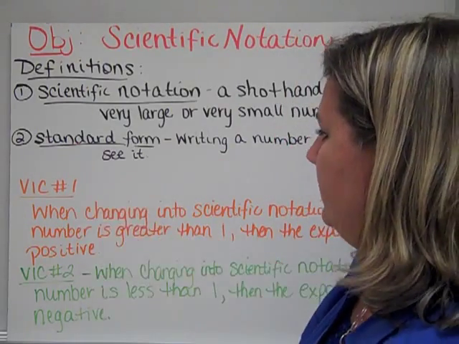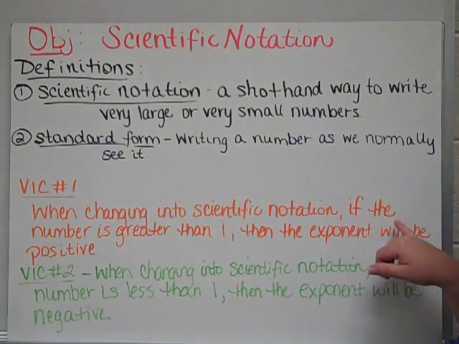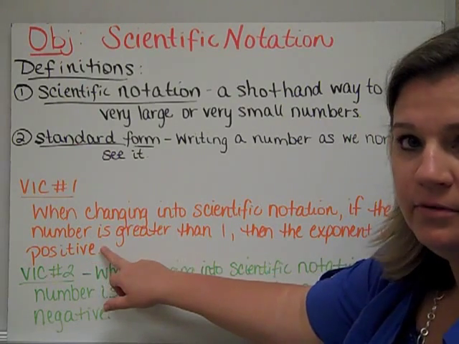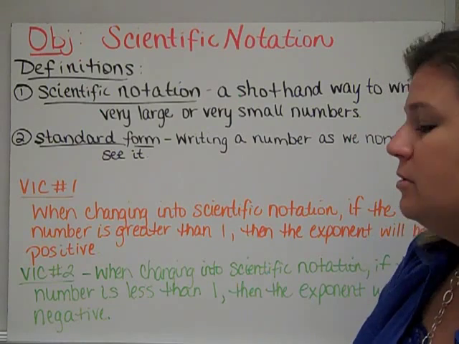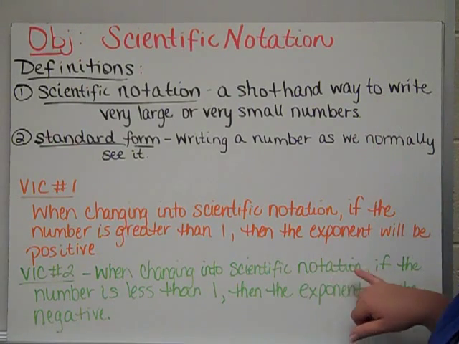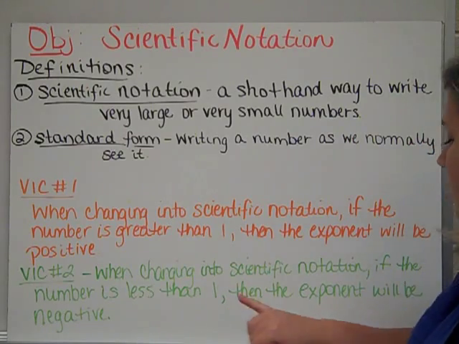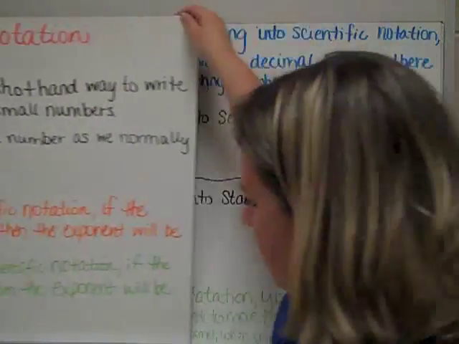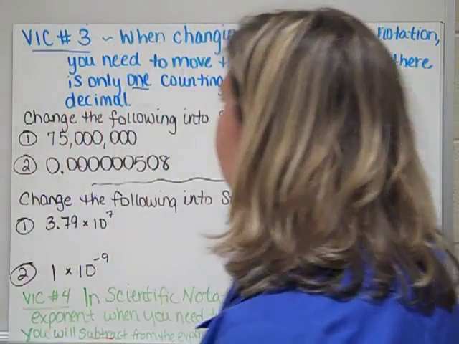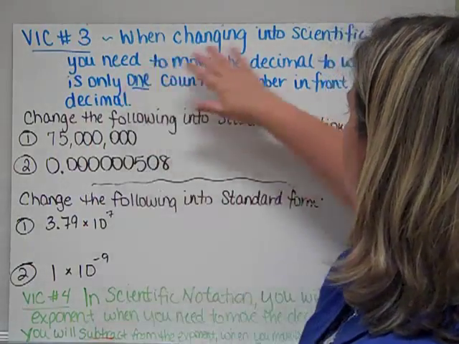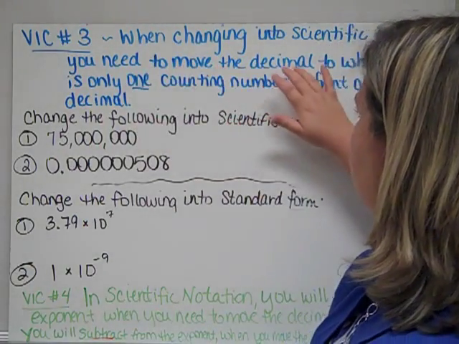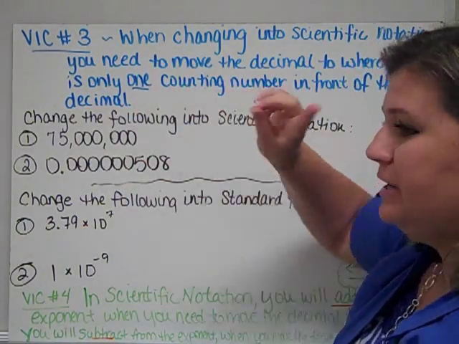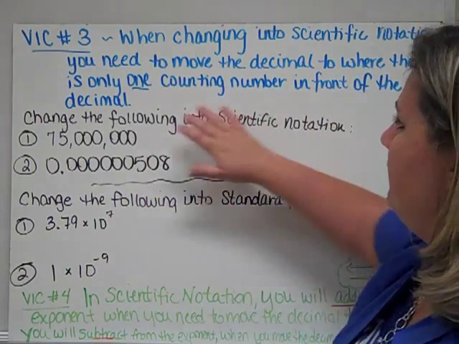Vic number 1: when changing into scientific notation, if the number is greater than 1, then the exponent will be positive. Vic number 2 is the opposite of that: when changing into scientific notation, if the number is less than 1, the exponent will be negative. Vic number 3: when changing into scientific notation, you need to move the decimal to where there is only one counting number. Remember, a counting number begins with 1 in front of the decimal.